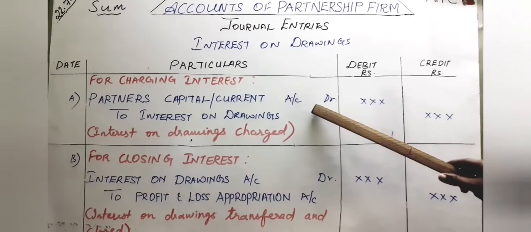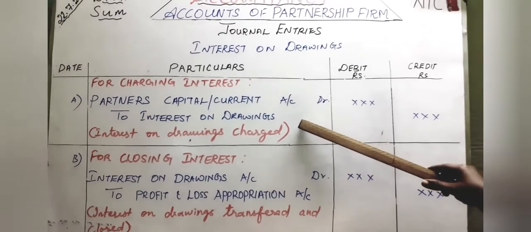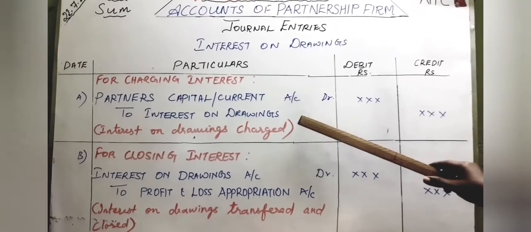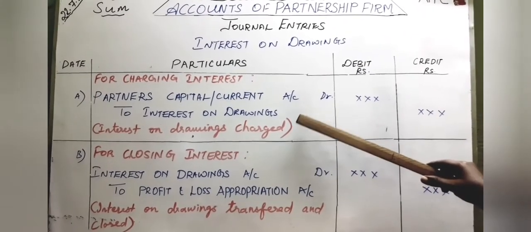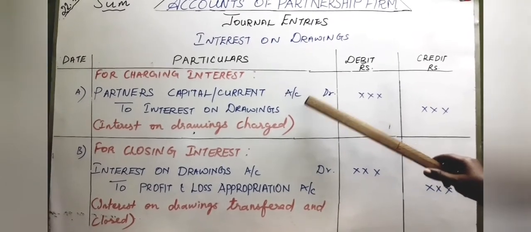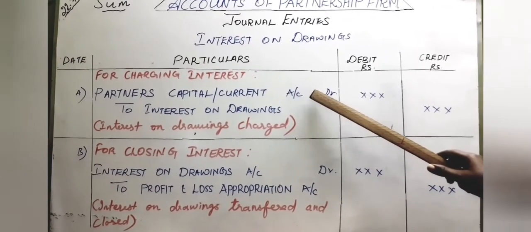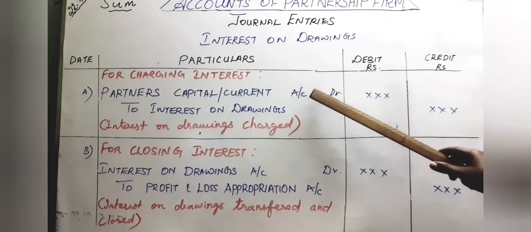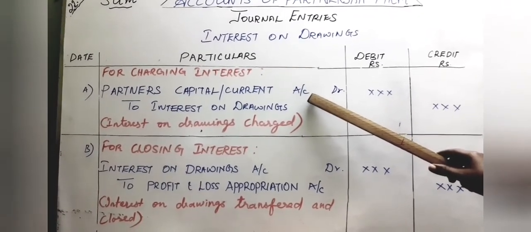So as I told you already, interest on drawings is an expense for the partner because he is paying interest. To whom is he paying? He is paying interest to the firm. You got me students? So in the partner's capital account the interest on drawings must be debited. It should be written on the debit side as 'To interest on drawings'.